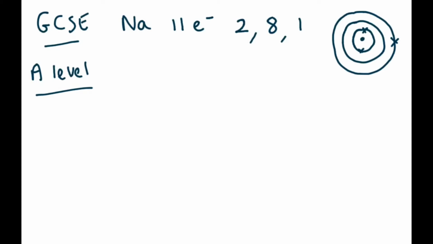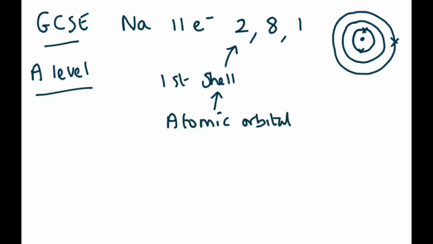Okay, so the shells are actually made up. The first shell, the second shell and the third shell are made up of things called atomic orbitals. It's like you've got a really good magnifying glass and you're looking really closely at this first shell. Exactly where are those 2 electrons in the first shell? Which room? Whereabouts are they?